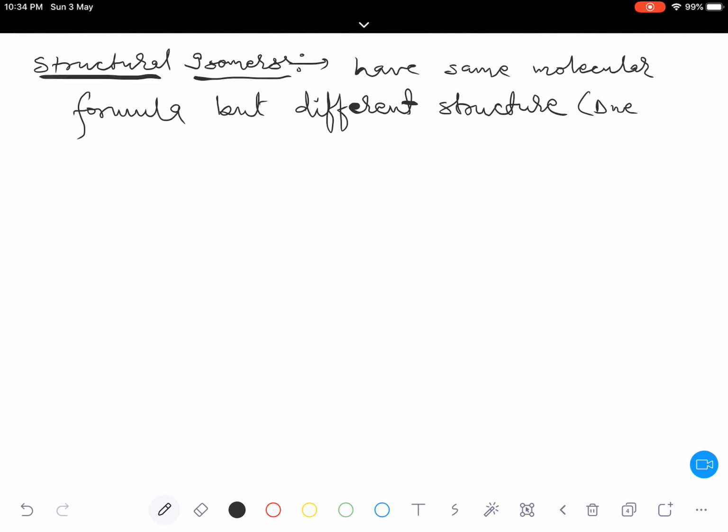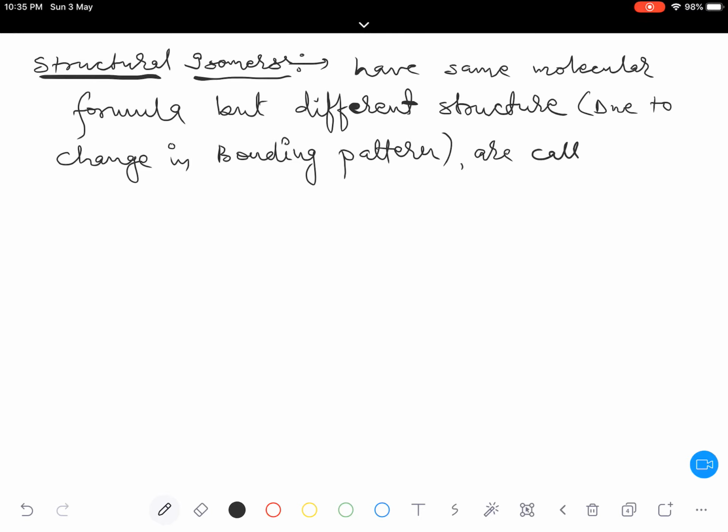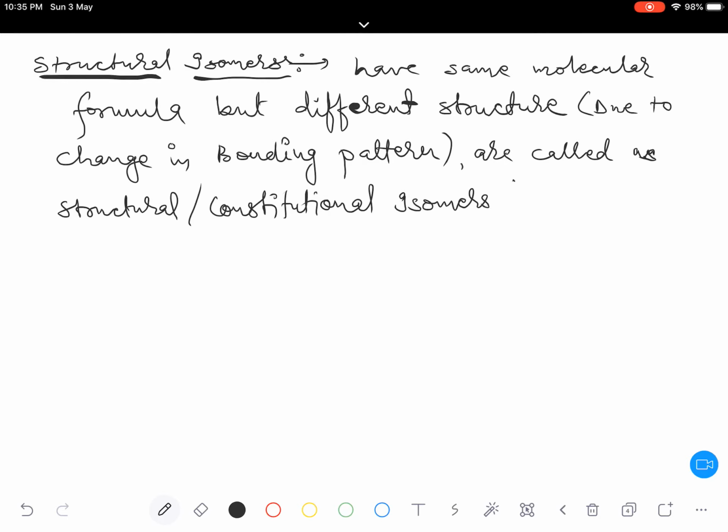Due to change in bonding pattern, which we have already defined as one of the differentiating factors, compounds are called structural or constitutional isomers to each other.